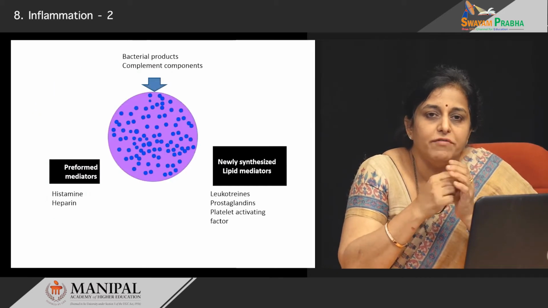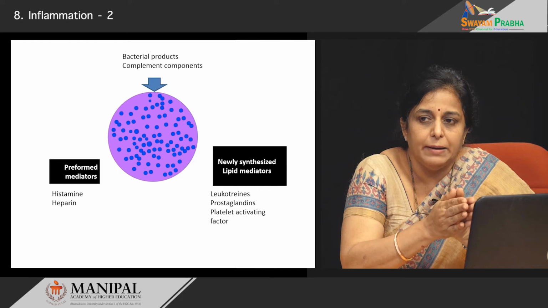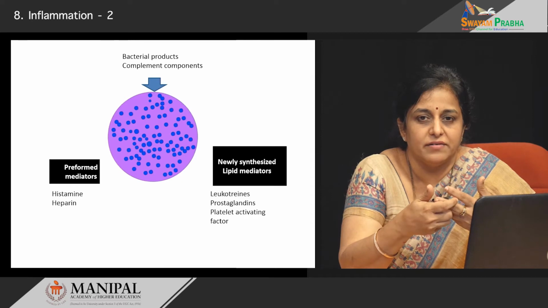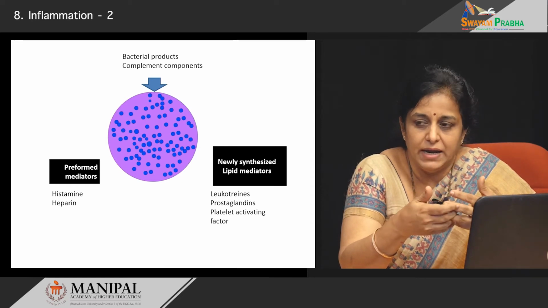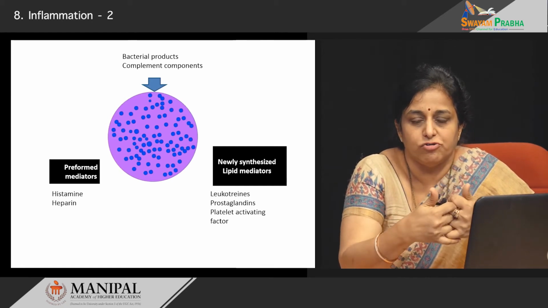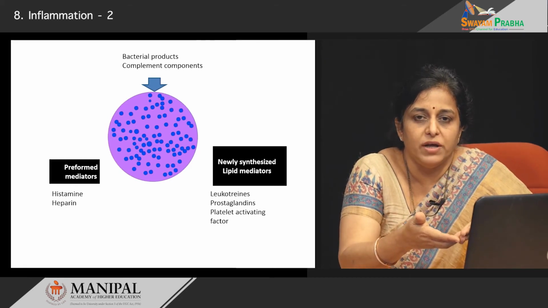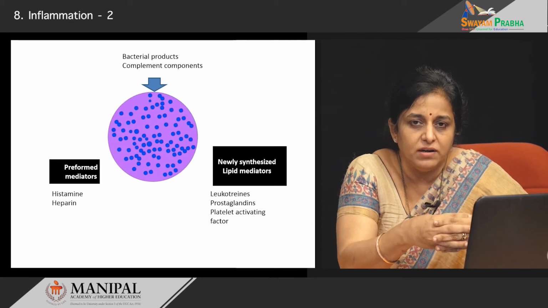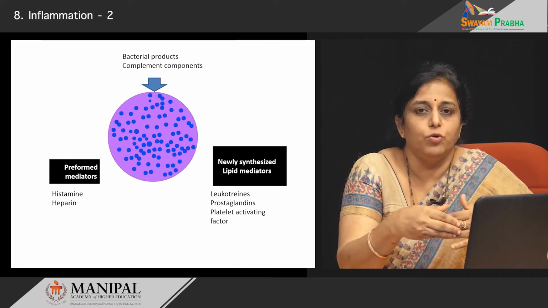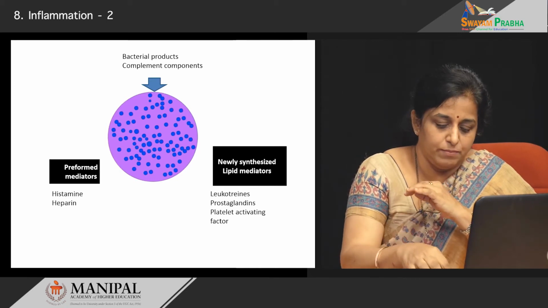In addition to having these preformed mediators within the mast cells, that is histamine and heparin, mast cells also start synthesizing newly formed mediators. They also start to produce mediators which include leukotrienes, prostaglandins, platelet activating factor, etc. So, in response to a bacterial infection or to other substances like complement components, they release the mediators which are present in a preformed state, that is the histamine and heparin. In addition, they start synthesizing new mediators which include mostly leukotrienes and prostaglandins.